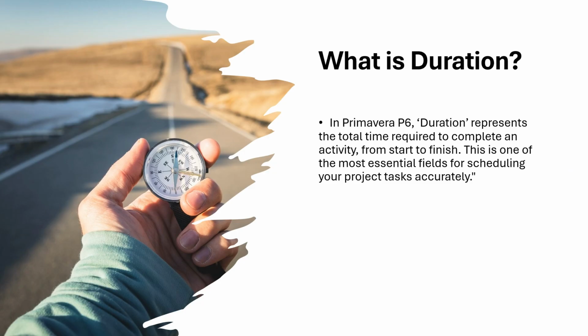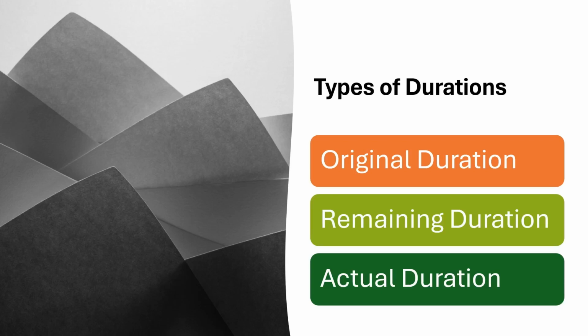What is duration? In Primavera, duration is the total time to complete an activity from its start to finish. How much time does an activity take to complete? So what are the different types of duration? First of all is original duration. Original duration is the duration which you estimate. How you estimate, we will discuss in the next slide.